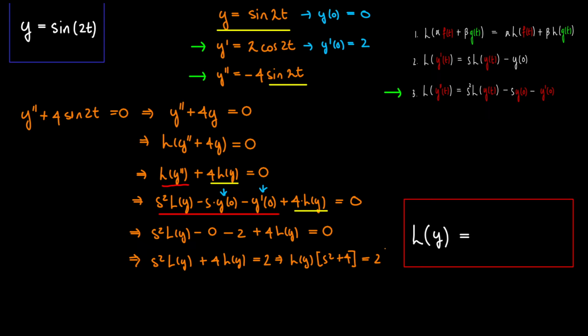And so we've just calculated a Laplace transform. How? We just divide both sides by s squared plus 4. And so here we just get 2 over s squared plus 4. It's as easy as that. 2 over s squared plus 4.